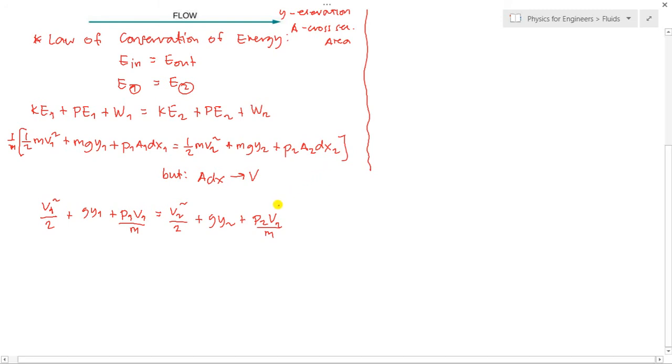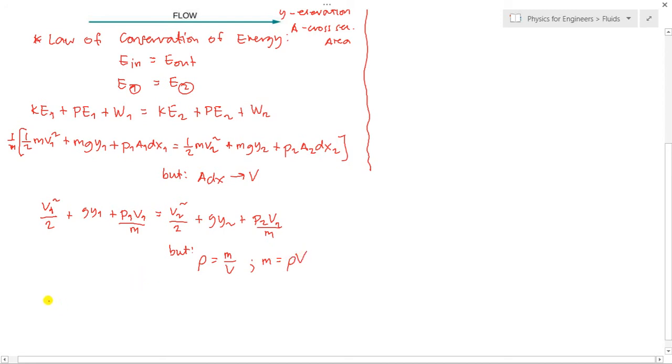In this case, relating mass flow rate and volume flow rate, the mass flow rate is mass per second, and the volume flow rate is volume per second, therefore volume per time. But there is a relationship between mass and volume, that is, density is equals to mass over volume. So therefore mass is equals to density times the volume.